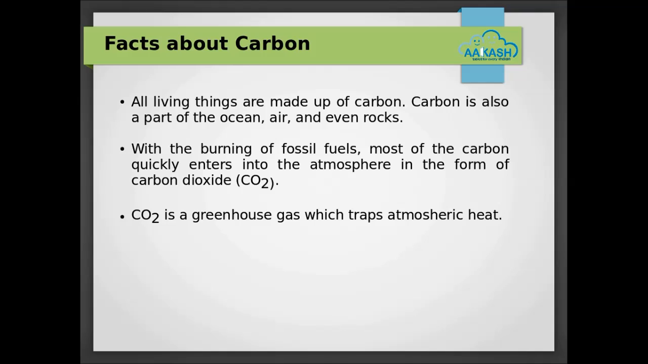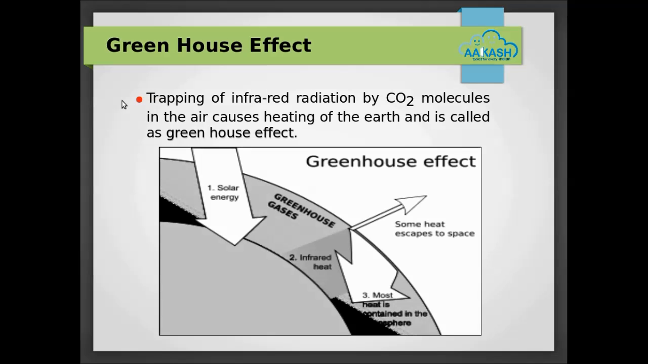Carbon dioxide is a greenhouse gas that traps heat in the atmosphere and is responsible for global warming. The greenhouse effect. Earth is covered by a blanket of air that contains many gases. Certain gases like carbon dioxide present in the atmosphere keep our planet warm by trapping infrared radiation from the sun. These gases are called greenhouse gases. The process of keeping the earth warm is called the greenhouse effect.